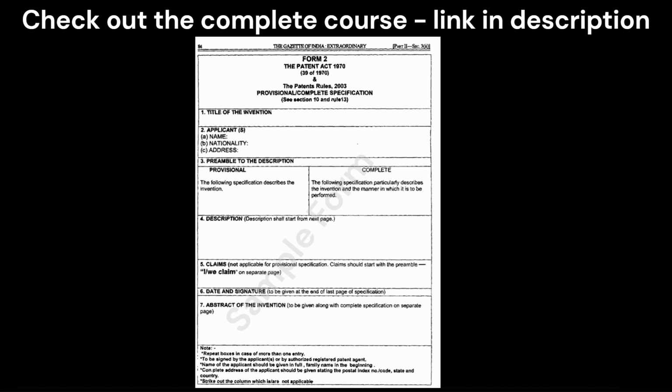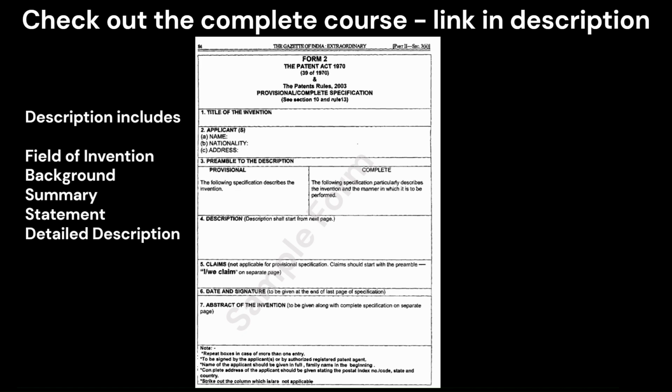First thing is title of the invention, then you have the applicant's name and address. It is just like what we discussed in Form 1. Third column is about provisional and complete specification. If it is in the early stage, then you give accordingly. If it is in the final stage, you give the complete specification. Fourth column is about the field of invention. You try to mention to which area your invention belongs to.